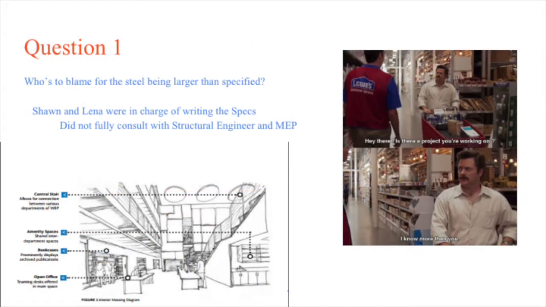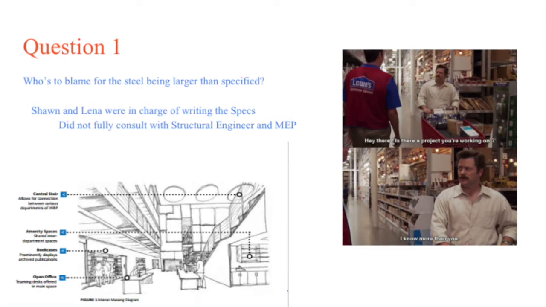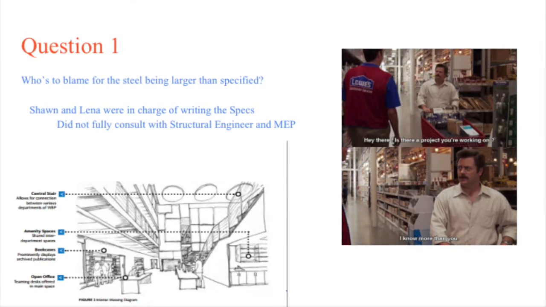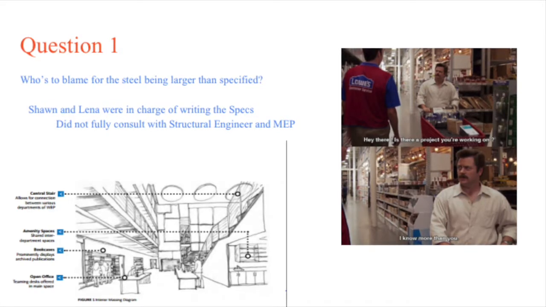The first question of Scenario 8, Part 2 is who's to blame for the steel being larger than specified? Ultimately, we believe Sean and Lena are responsible for the staircase issue. Sean was in charge of the scope of work, and both Sean and Lena were in charge of the specifications for the staircase. Sean should not have been in charge of the scope of work and specifications for this customized staircase because he only has 3 years of experience and is still trying to gain knowledge in the field.